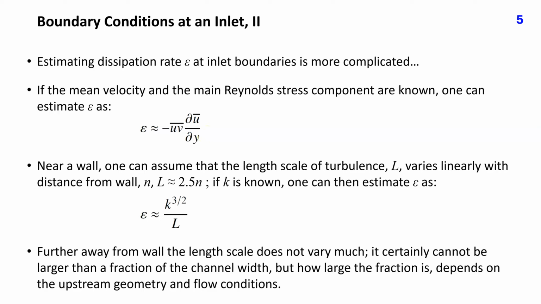Near a wall, one can assume that the length scale of turbulence L varies linearly with distance from wall n as L equals 2.5 n. If turbulent kinetic energy is known, one can then estimate epsilon as k to the power 3/2 divided by L. Further away from the wall, the length scale does not vary much. It certainly cannot be larger than a fraction of the channel width, but how large the fraction is depends on the upstream geometry and flow conditions.